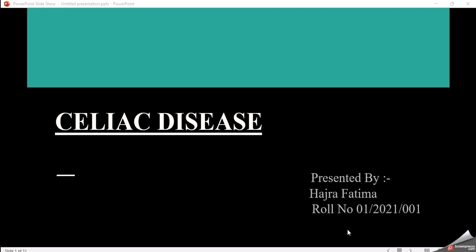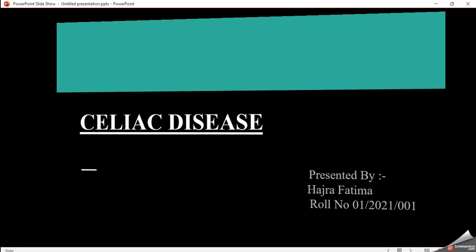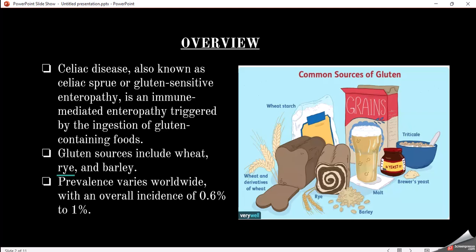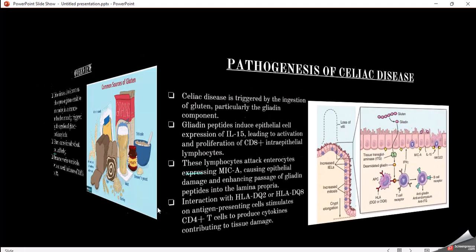What is celiac disease? Celiac disease is an autoimmune reaction that occurs when a person is exposed to gluten or gliadin. It is a hypersensitivity reaction that occurs in such patients when they are exposed to the gliadin component of gluten. On the slide, we are seeing some of the sources of gluten that should be avoided in a patient who has celiac. It's a rare disease. As you can see, the overall incidence is 0.6 to 1%.